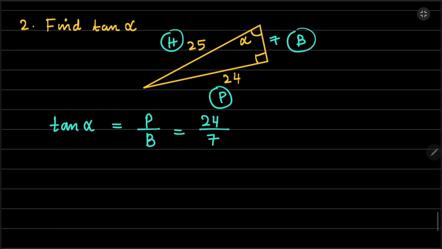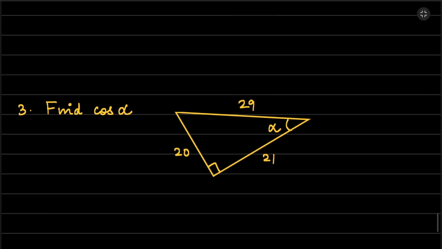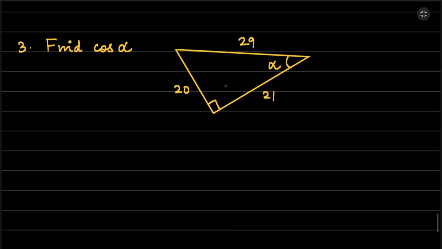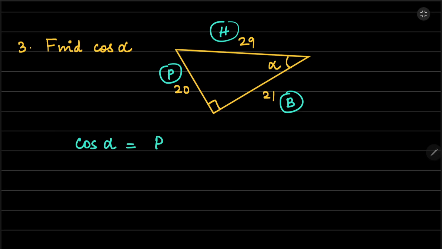I hope you can understand. Now let's move on to the next question. Cos alpha. Okay, you're given all the three angles. So let's mark. In front of 90 degree is your hypotenuse. In front of your alpha, that is your reference angle, this is your perpendicular and the third one is your base. All the three values are given to you. So cos of alpha is nothing but B by H, base by hypotenuse. Base is nothing but 21. H is nothing but 29. This is your cos alpha value.